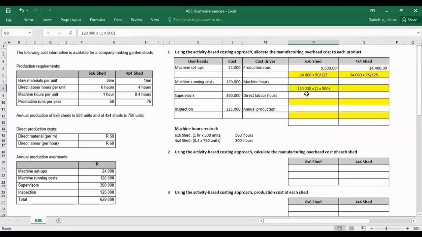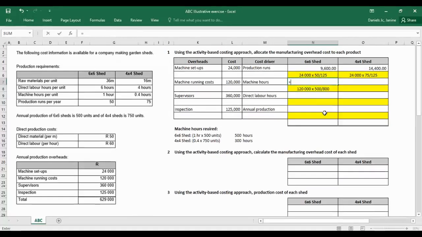So therefore, when we allocate the 120,000, we will say 120,000 times 500 divided by 800. Always remember to divide by the total. So 500 plus 300 is 800. So 75,000 of the 120,000 will be allocated to the 6x6 sheds, and then the formula, 120,000 times 300 divided by 800 must be allocated to the 4x4 sheds.